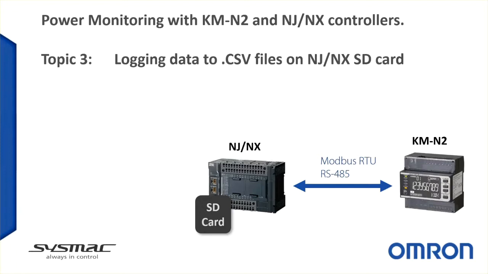During this video we'll see how to data log power consumption readings from an NJ or NX machine controller connected to a KMN2 power monitor. The data log CSV files will be stored on an SD card plugged into the NJ or NX CPU.